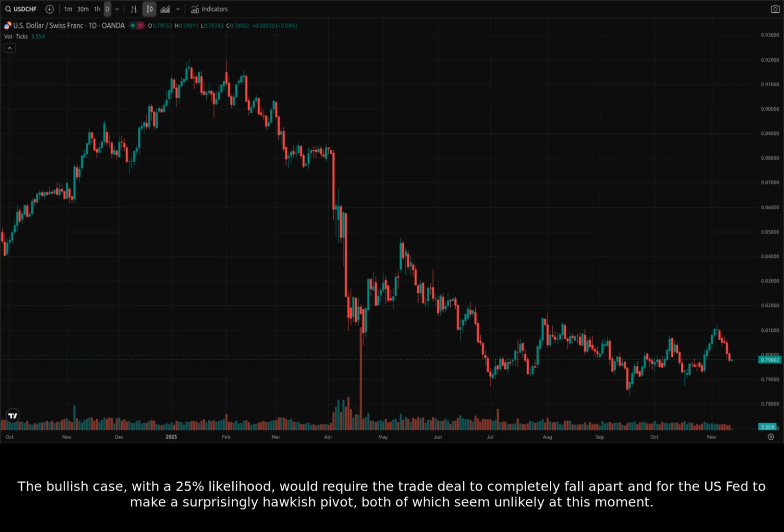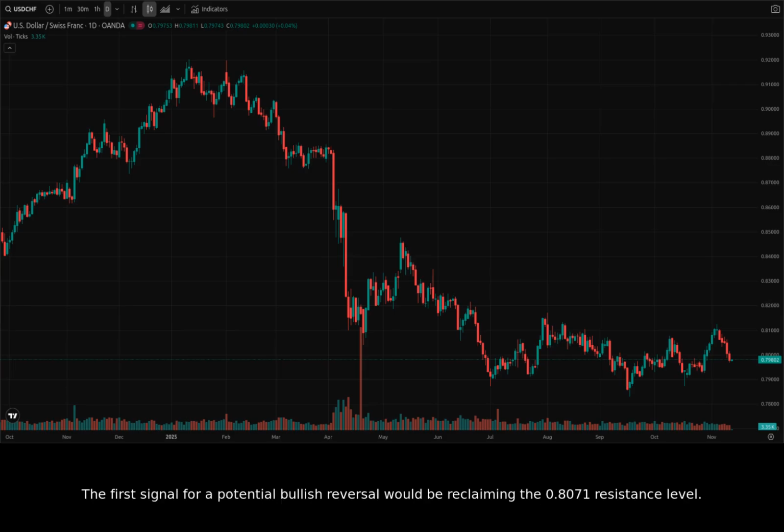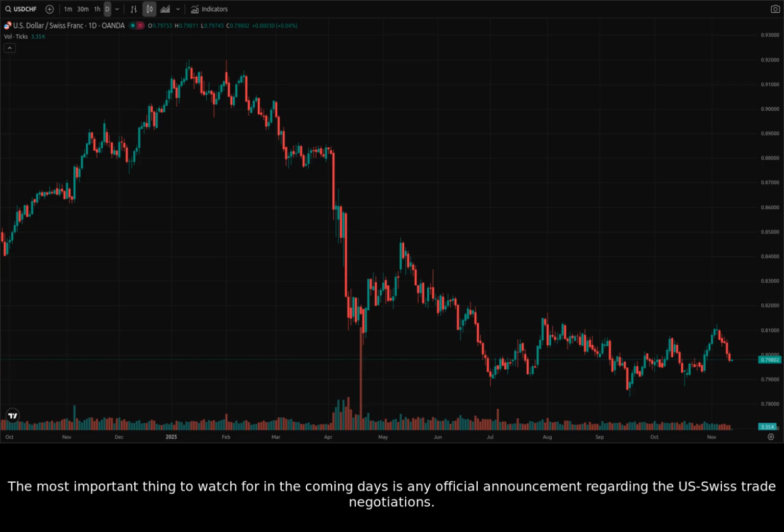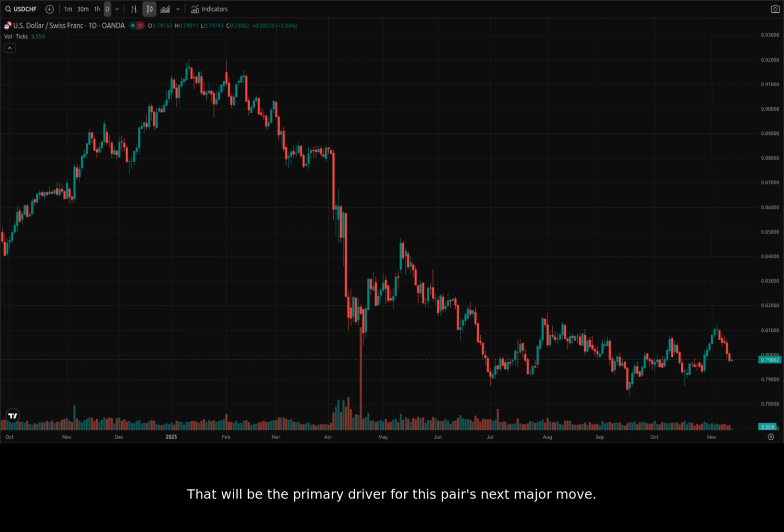US Fed to make a surprisingly hawkish pivot, both of which seem unlikely at this moment. The first signal for a potential bullish reversal would be reclaiming the 0.8071 resistance level. The most important thing to watch for in the coming days is any official announcement regarding the US-Swiss trade negotiations. That will be the primary driver for this pair's next major move.